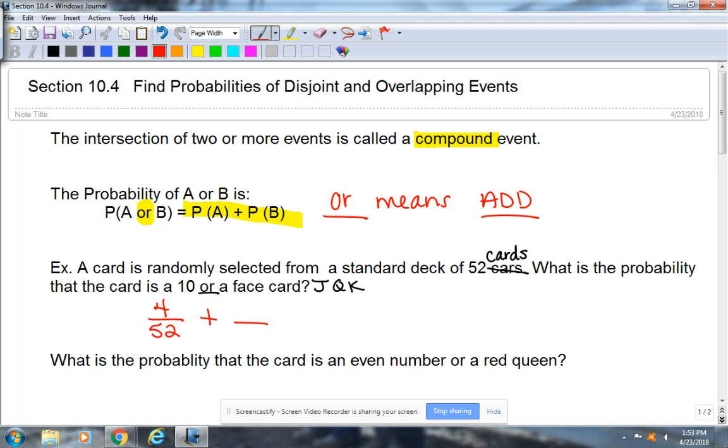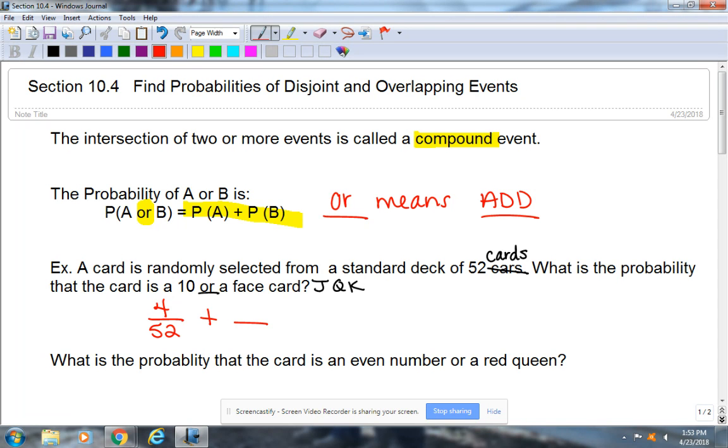Now, a face card is a jack, a queen, or a king. What about the ace? That's not a face card. Ace doesn't have a face. I showed y'all that. Here's an ace. It doesn't have a face. Here's the queen. She's got a face. So when they say face cards, they're talking about jacks, queens, and kings because they have faces.